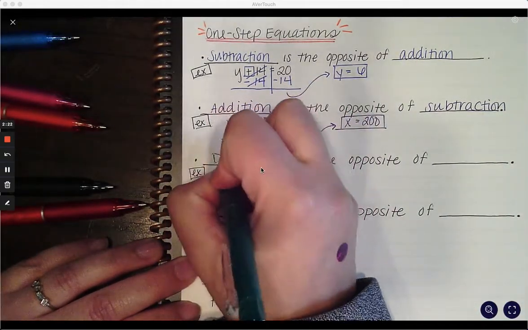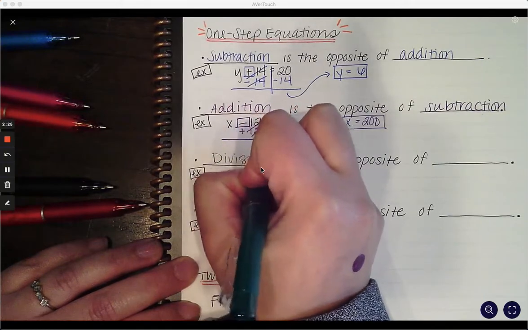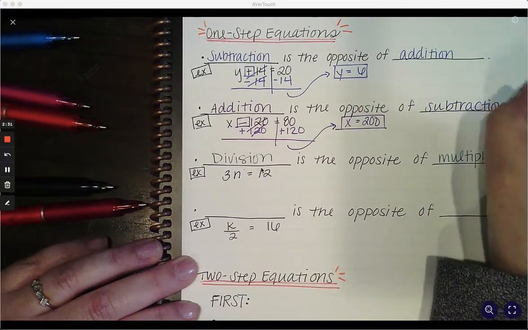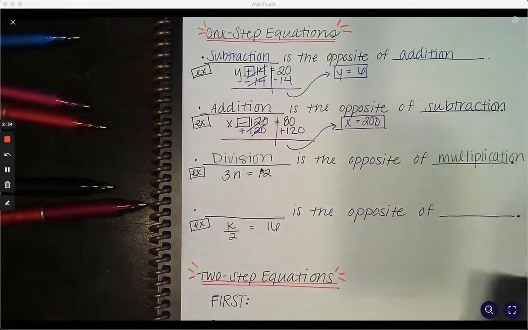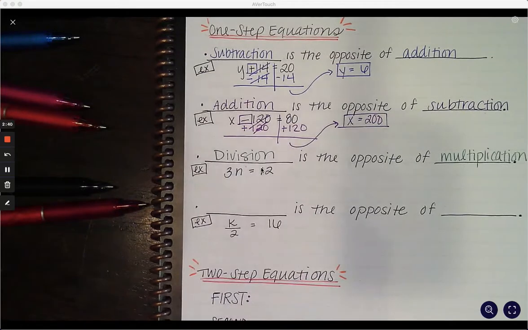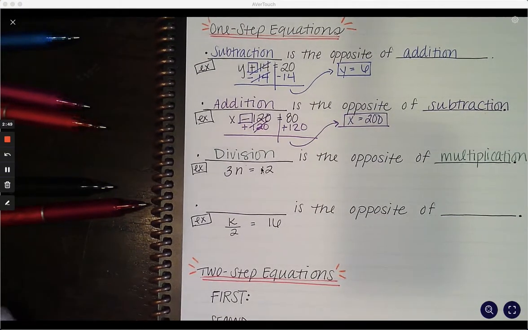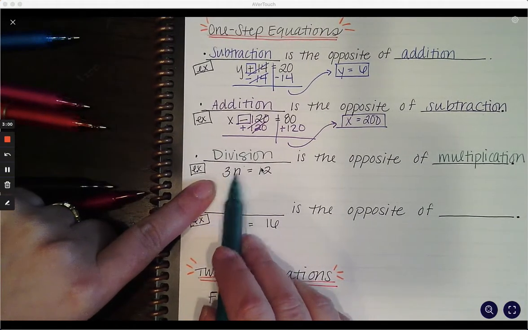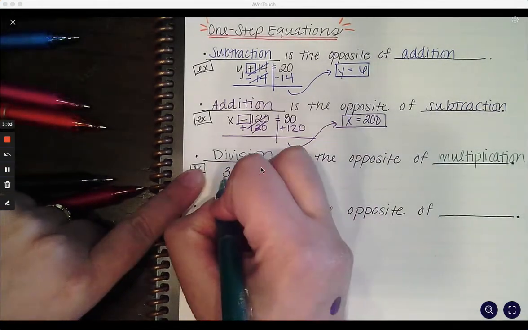Okay. Division is the opposite of multiplication. Okay. So what I see here is there's no plus sign, there's no minus sign, so there's clearly no addition or subtraction happening. If you remember, the definition of a coefficient is that it's a number being multiplied by a variable. That's exactly what's happening here. We have a number being multiplied by a variable. So because we're multiplying, that means we have to divide.